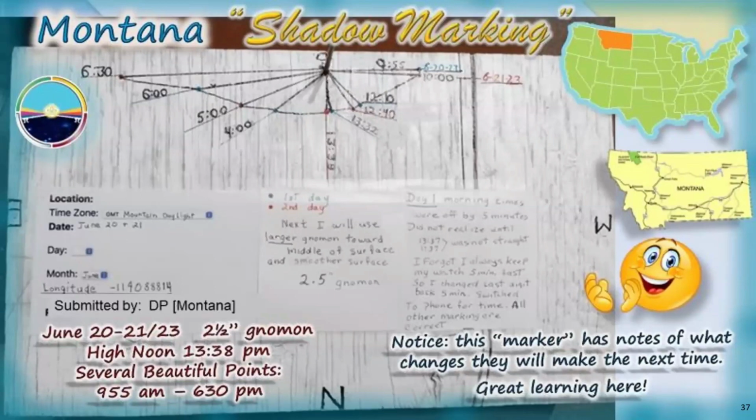Okay, this is from Montana. This is from Diane. Diane, if you're not too shy and you want to open your mic, you open it up and talk to us. You just let me know. But this is from June 20 to the 21st. She was marking around the solstice. Okay, 2.5-inch gnomon. She gave me her high noon, and look at all these points. Okay, really good. Now she drew her line by hand.